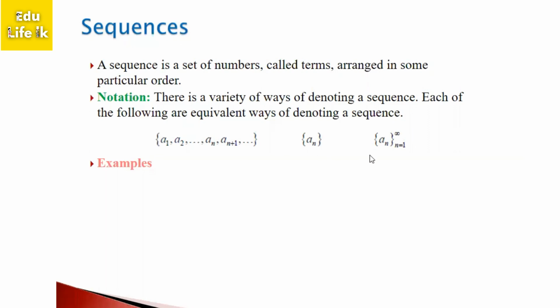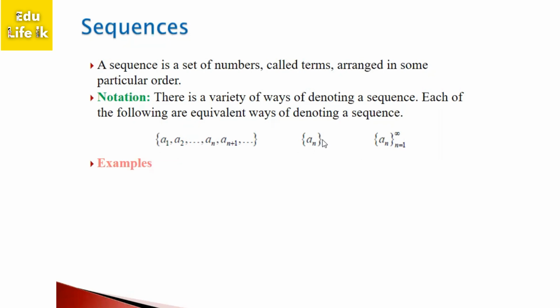There are some notations to represent a sequence. This is one way to represent it: we can put it as a list, A1, A2, up to An, to infinity. This one is an infinite sequence. Here is another representation, where we write only one term, An. When n goes from 1 to infinity, we can write this sequence like this. These three notations represent the same sequence.